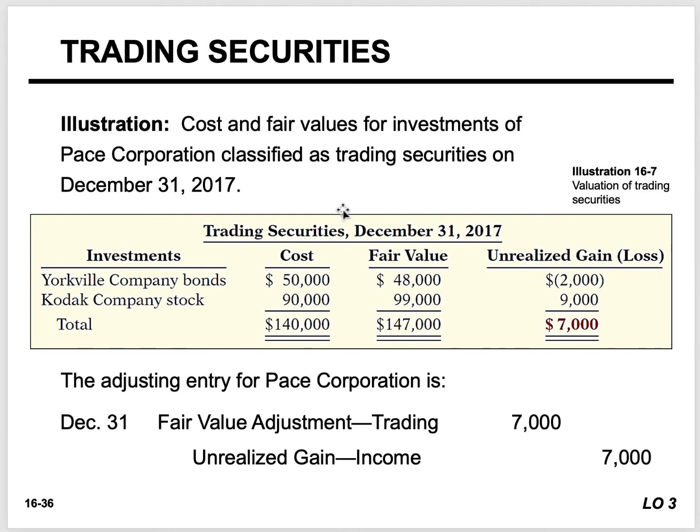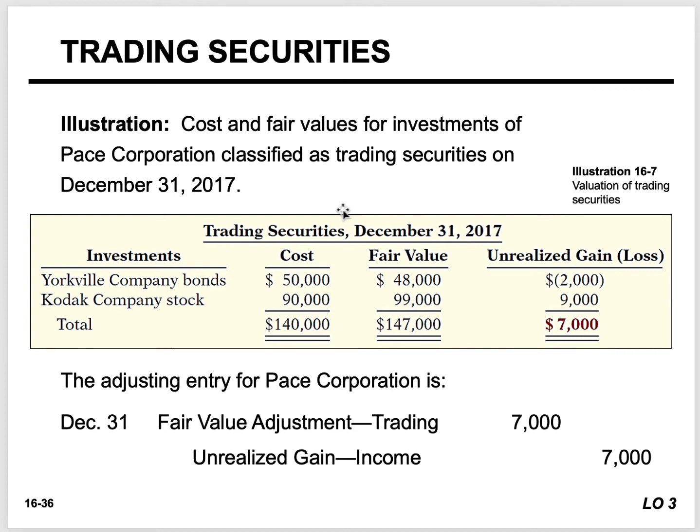As of December 31st, 2017, since these are trading securities, we need to report them at fair value. So we calculate what the fair value is at this date. Yorkville Company bonds are valued at $48,000, okay? Kodak Company stock, the fair value is $99,000. So we have what we call an unrealized gain or an unrealized loss.